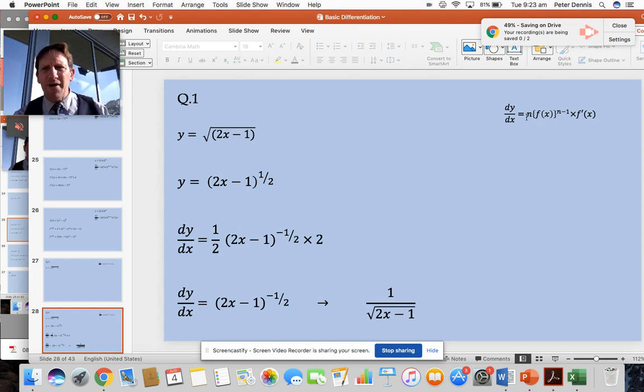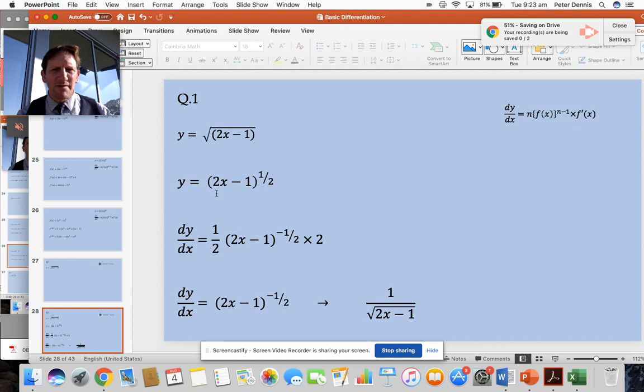We're going to bring down the power, decrease the power by 1, and then differentiate what's in the bracket. So we bring this half down, write the bracket out, so it's a half outside of 2x minus 1, to the power of 1 less than this, which is minus a half. You've got to be aware of that. And then we multiply by the derivative of the brackets.